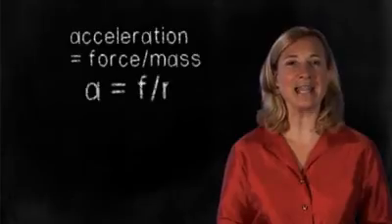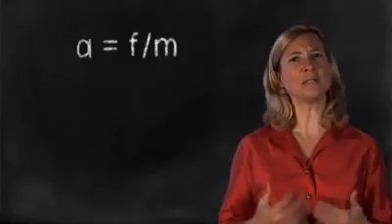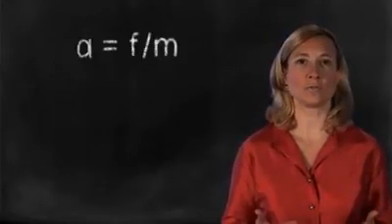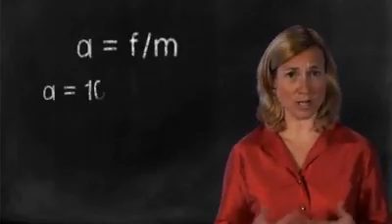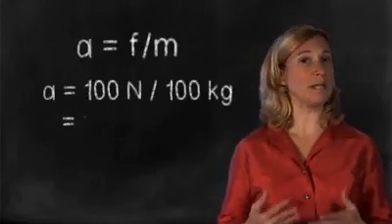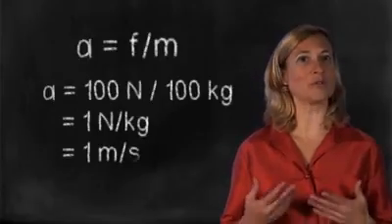Now, let's put all this together. You can express Newton's second law of motion with a simple math formula. Acceleration equals force divided by mass. A equals F over m. The acceleration of an object is equal to the net force acting on the object divided by the object's mass. If I apply a net force of 100 newtons to a cart with a mass of 100 kilograms, the cart will speed up or accelerate at 1 meter per second per second.